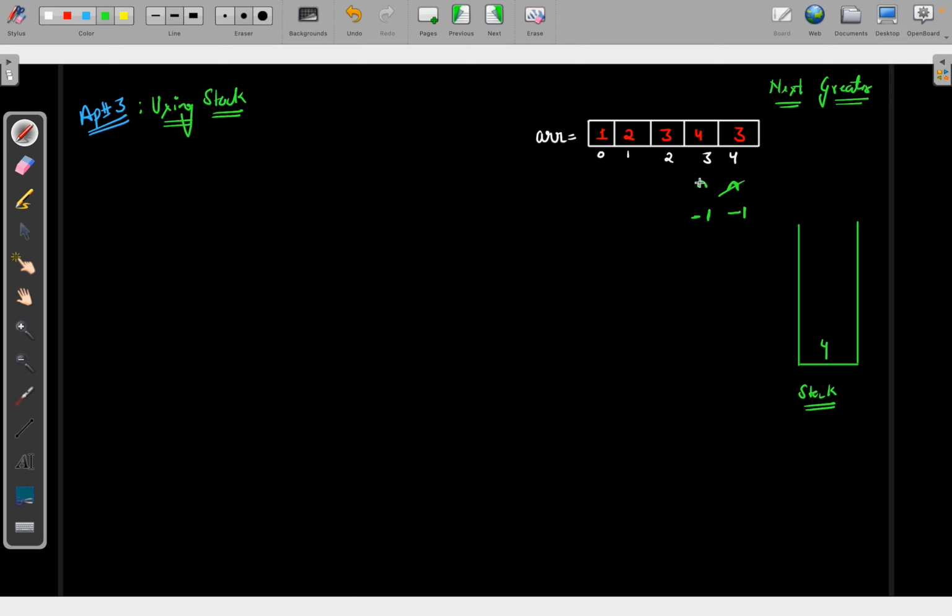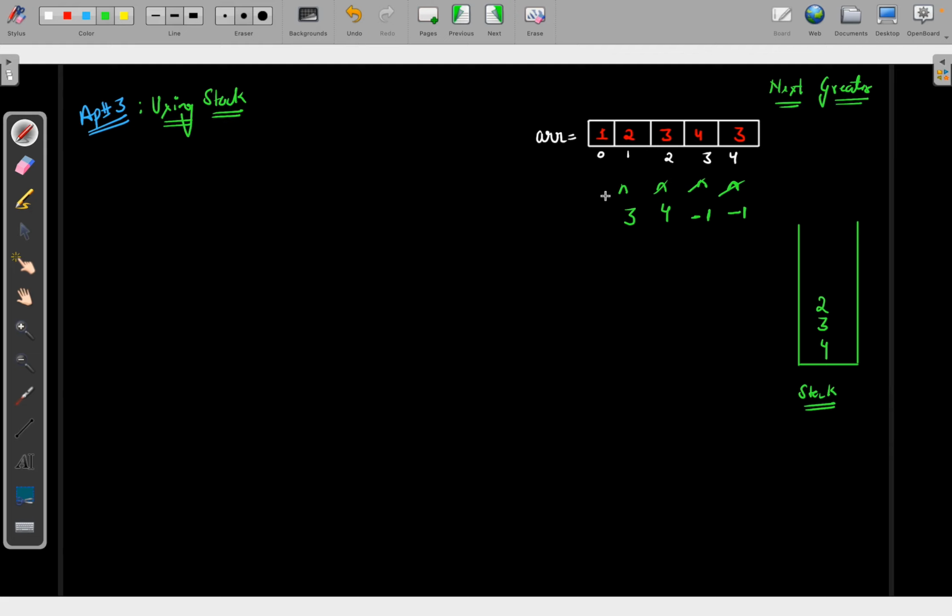Okay. So for 3, you will check, is your stack empty? No, it's not. Then you will check, is the element present in the stack greater? Yes, it is. So you will say, yes, that will be my required element. And before moving ahead, you will push 3 into the stack. Now you will check, is the stack top element greater than my required element? Yes, it is. So yes, that will be an answer.